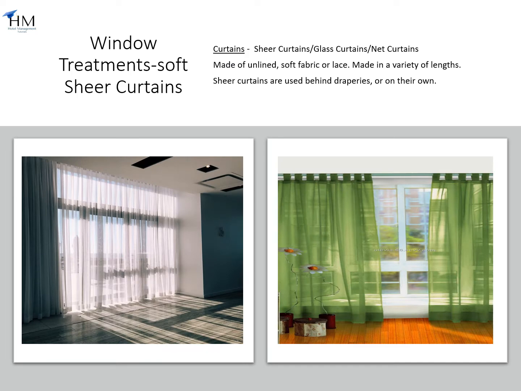So let's start with the soft window treatment. Soft window treatment contains curtains. Curtains are further classified into two types: heavy curtains or blackout draperies, and sheer curtains. Sheer curtains are also called glass curtains and net curtains. They are made of unlined soft fabric or lace. They are made in a variety of lengths. Sheer curtains are used behind heavy draperies or on their own.